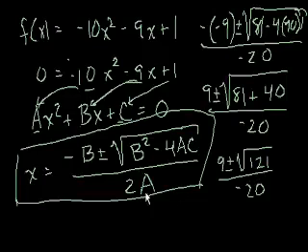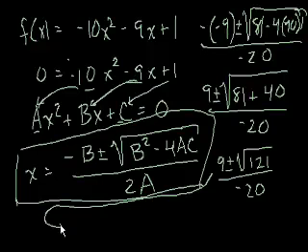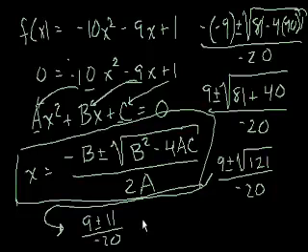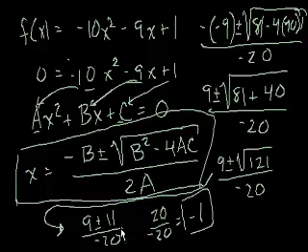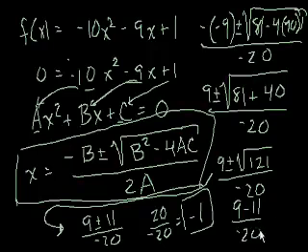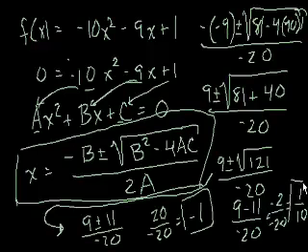Hope you don't lose track of what I'm doing. So this is 9 plus or minus 11 over minus 20. If we said 9 plus 11 over minus 20, 9 plus 11 is 20, so it's 20 over minus 20, which equals negative 1. So that's one root. And then the other root would be 9 minus 11 over negative 20, which equals minus 2 over minus 20, which equals 1 over 10. So that's the other root.